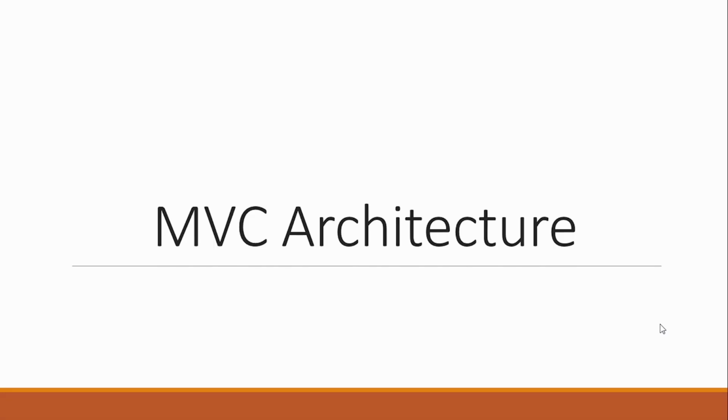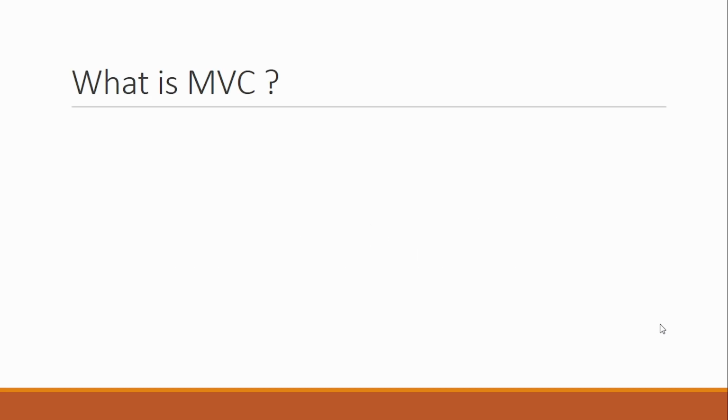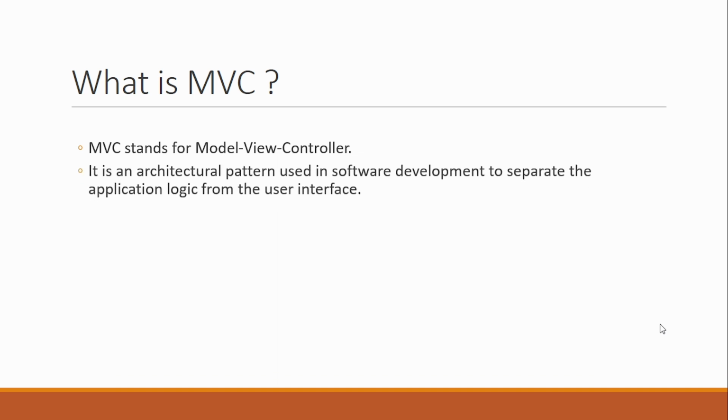In this video we will understand what is MVC architecture. So what is MVC? MVC stands for Model View Controller, and it is a powerful architecture pattern used in software development to separate the application logic from the user interface. It is just like the Goldilocks of coding, not too hot, not too cold, but just right.